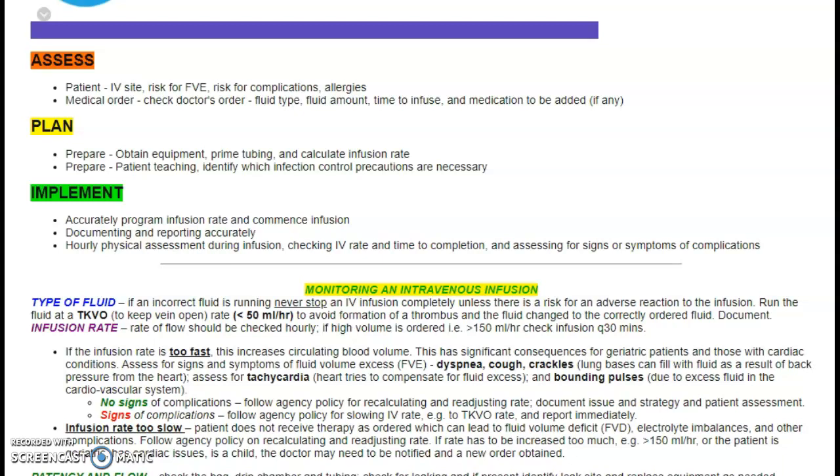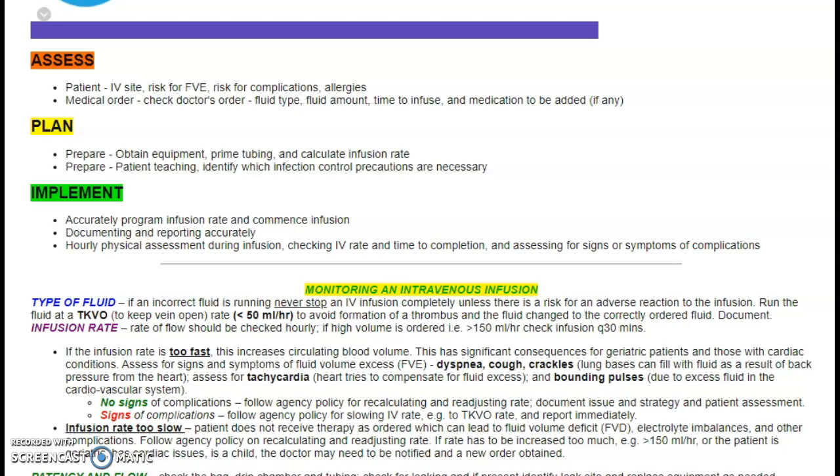Regulating IV infusions requires math. Please review your IV formula as well as the IV formula for gravity. So, what do we do next? Well, let's apply nursing process.